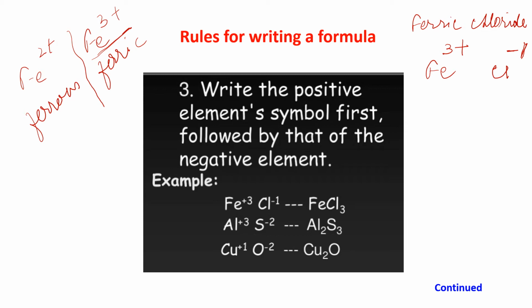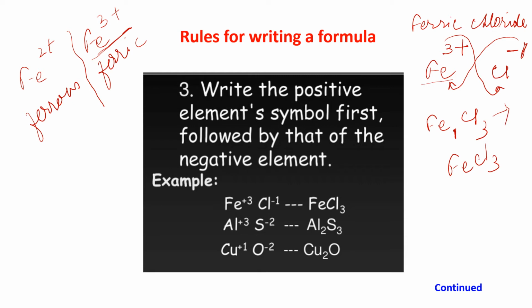Now what is the next step? You have to crisscross. Just do the crisscross. So what actually in third rule it is saying? First you write down the positive one. I have written the Fe3+ first. And then you write down the Cl-. Okay, now crisscross. So this 1 will come with Fe and 3 will come with Cl. My formula is FeCl3. I am not writing 1 here.